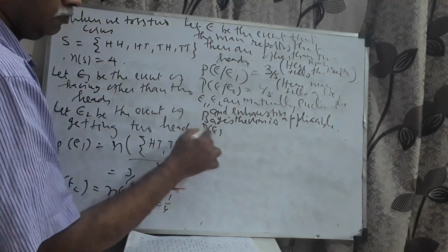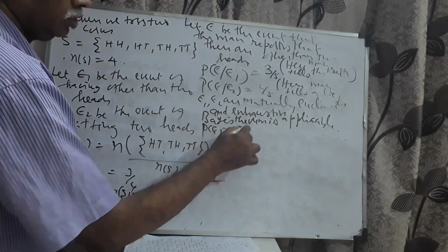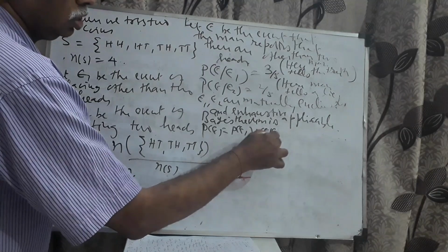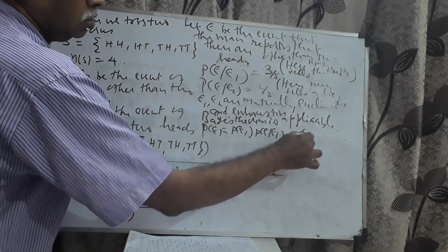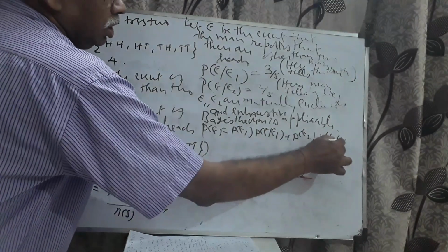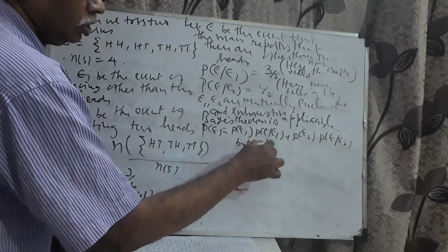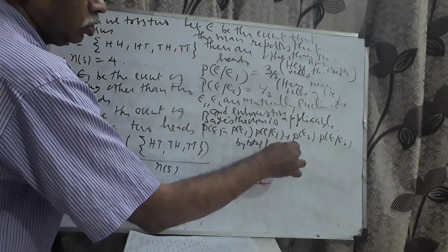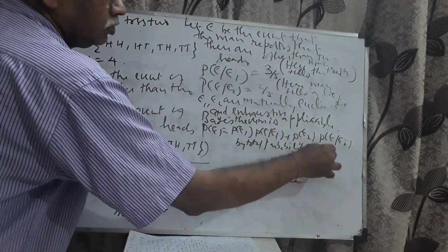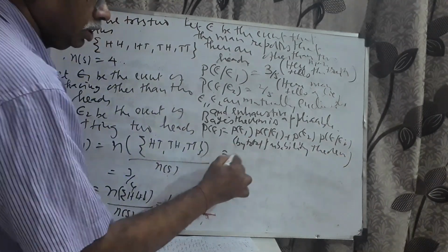Let me write P(E) = P(E1)·P(E|E1) + P(E2)·P(E|E2). This result is called the total probability theorem. This is by the total probability theorem.